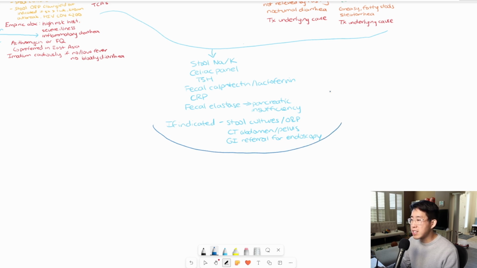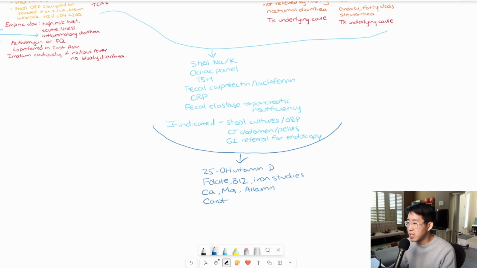And then if all of that is negative or unrevealing, then there are some additional tests that are recommended, mainly checking for signs of malabsorption. And if you haven't gotten the endoscopy or the stool cultures and things like that in your first pass, then you can get them in the second pass. And so mainly we're going to be looking at things like 25-hydroxy vitamin D, folate, B12, and iron studies, as well as calcium, magnesium, albumin, and some fat-soluble nutrients like carotene.